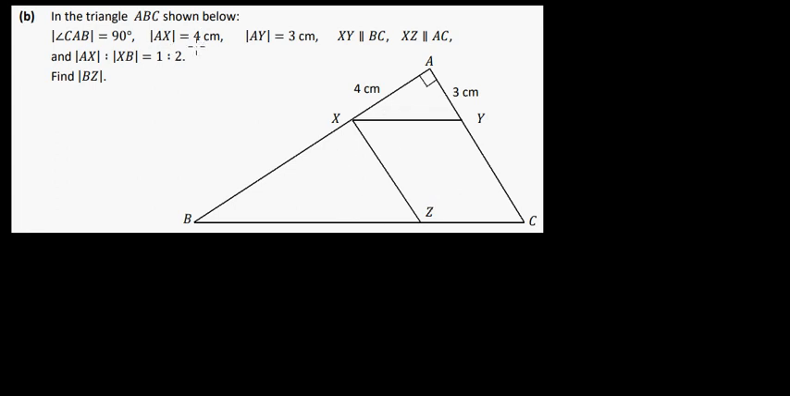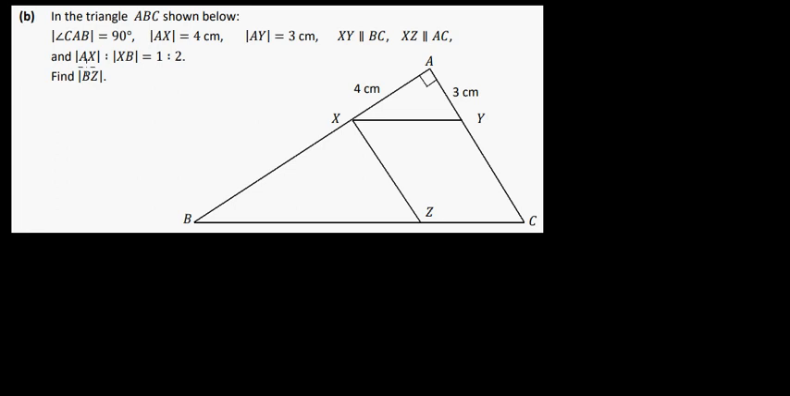In the triangle ABC shown below, the angle CAB is 90 degrees. So this angle up here is 90 degrees. AX is 4, so we have the distance here is 4, and AY is 3, so we have a distance here of 3. XY is parallel to BC, so this line here is parallel to BC, so similar to our theorem. XZ is parallel to AC, so this line here is parallel to this line here. So again, that's our theorem. If we turn this triangle clockwise, roughly 90 degrees anyway, you'll see we have another triangle similar to what we did previously.